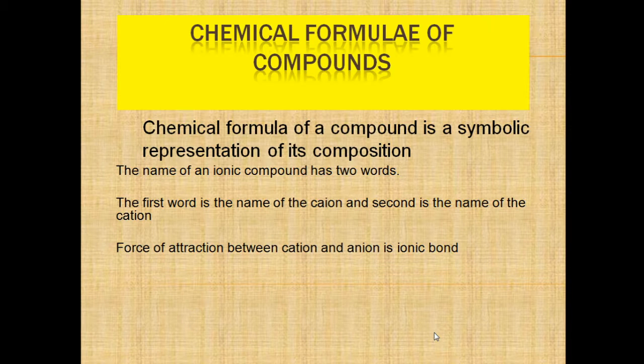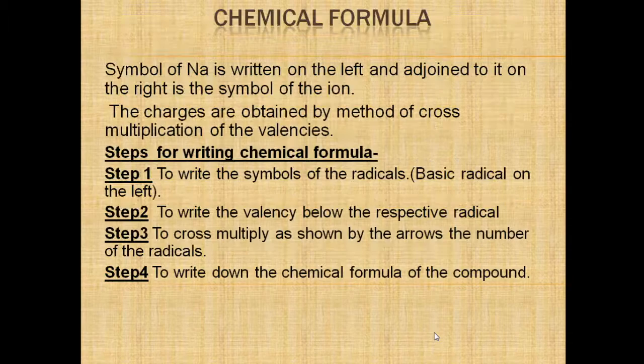Now chemical formula of a compound. Chemical formula of a compound is a symbolic representation of its composition. The force of attraction between cation and anion is an ionic bond. The name of an ionic compound has two words. The first word is the name of the cation and the second is the name of the anion. For example, NaCl.